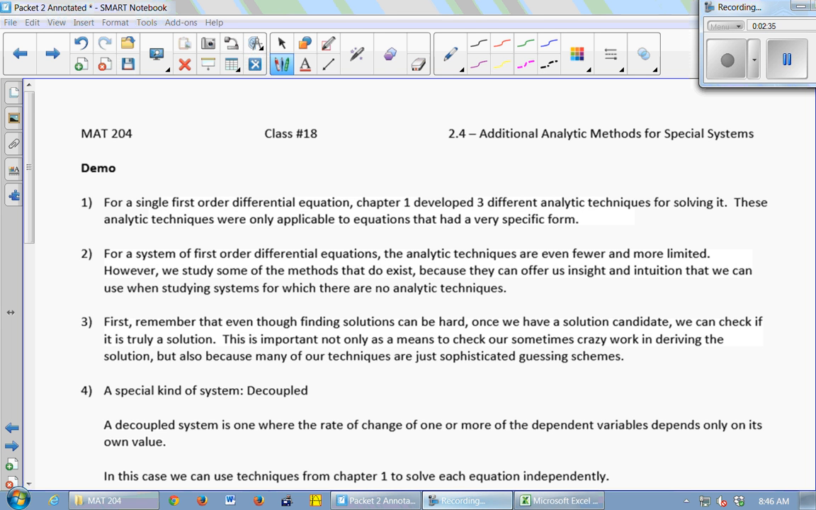But we'll still study some of the ones that do exist because they can give us some insight into the behavior of other kinds of equations. And they can help us when we're studying qualitatively and quantitatively by checking that our solutions analytically actually match those techniques.